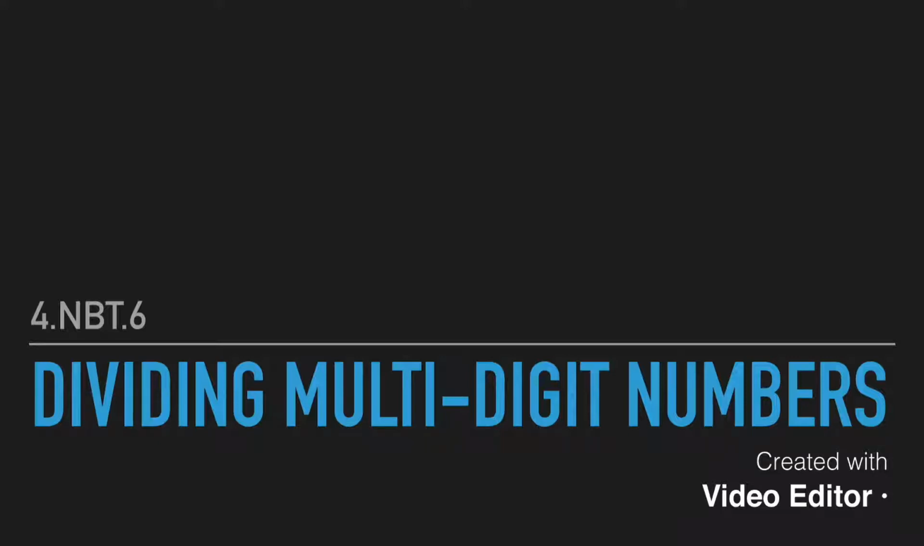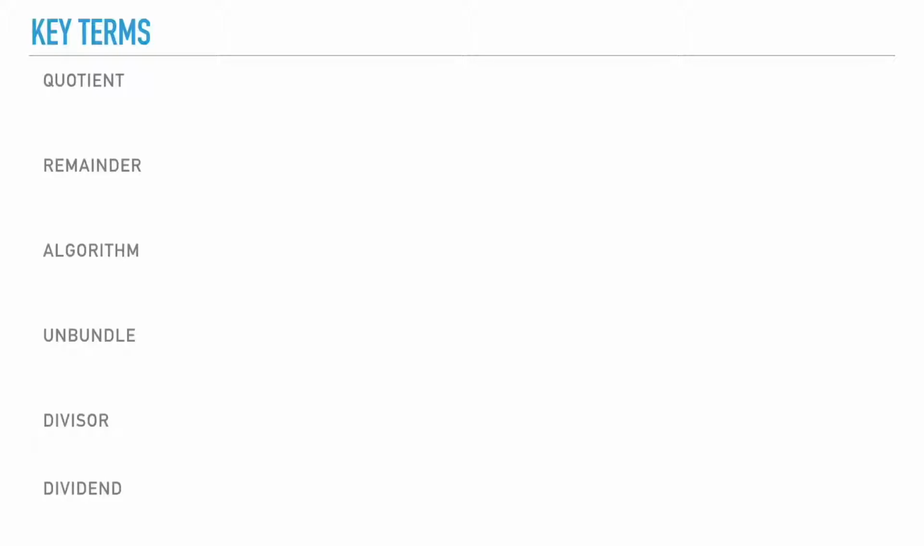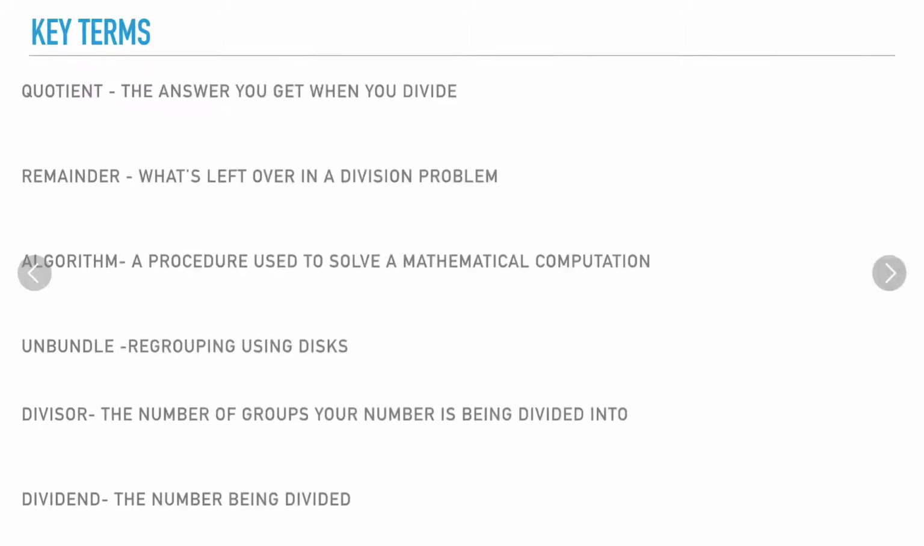In today's lesson, we're going to learn how to divide multi-digit numbers. And here are a couple key terms, well, quite a few actually. Quotient, remainder, algorithm, unbundle, divisor, and dividend. But what do they mean? You guys always ask the best questions.